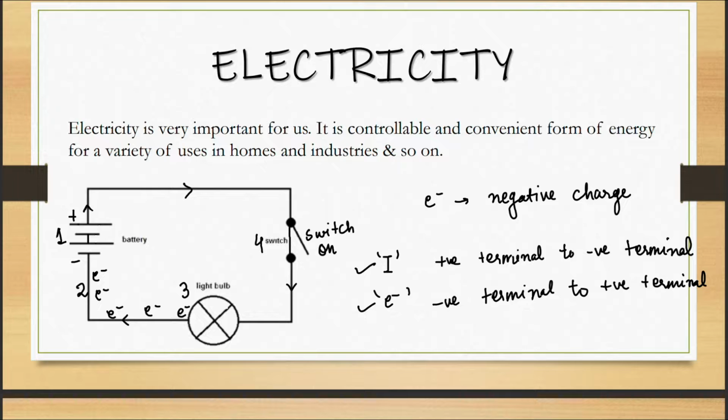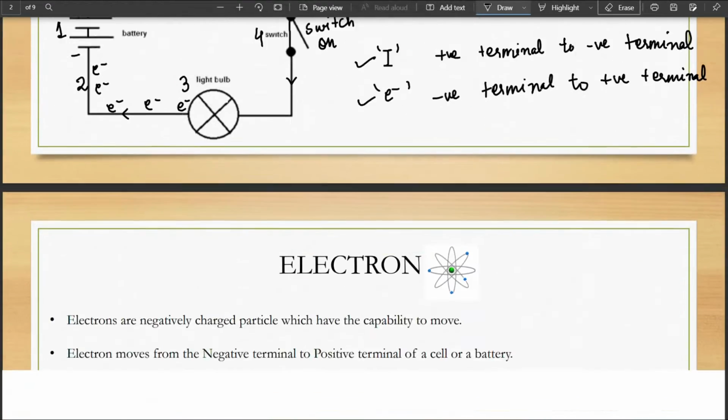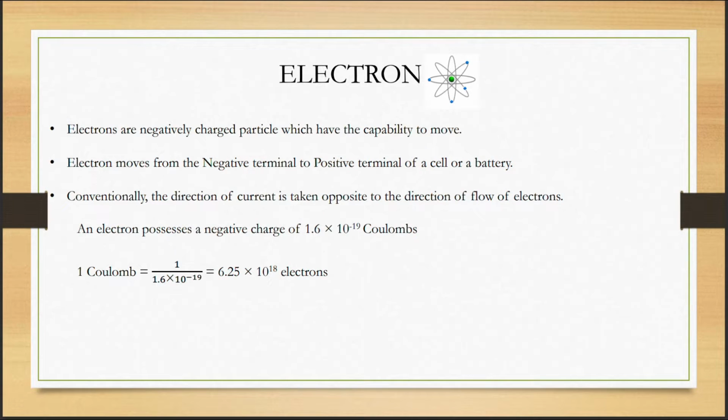But let me also talk more about electrons, because we know an atom consists of three kinds of entities, that is electron, proton and neutron. So you must have studied in class 9th the structure of atom, and for sure you must be knowing that electron is a negatively charged particle.